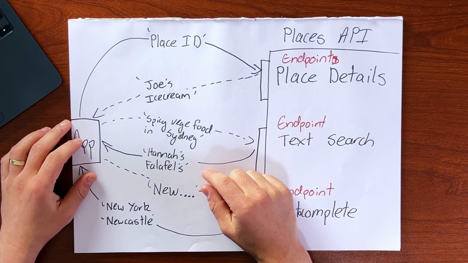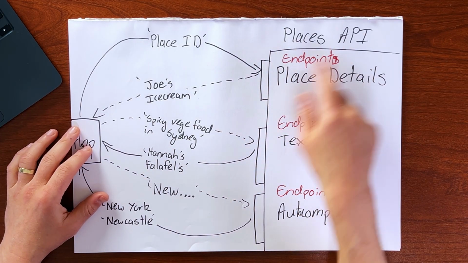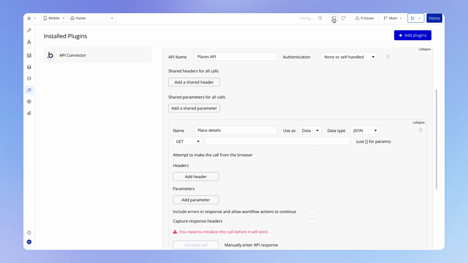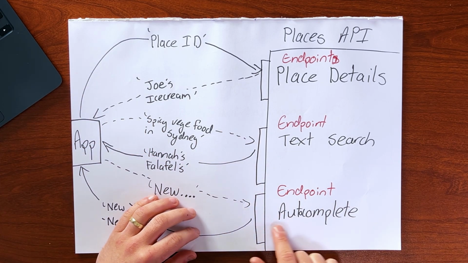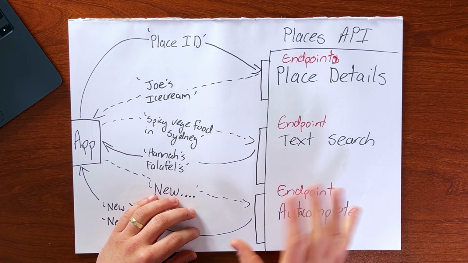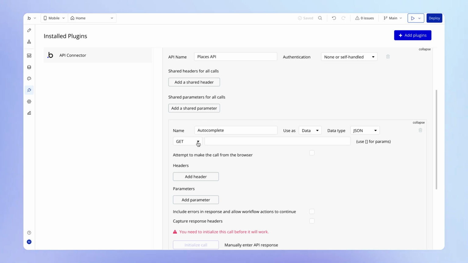So if it was this place details service or endpoint within the Places API that we were trying to connect to, then I might type in here place details. In our case, of course, it's this autocomplete endpoint that we're trying to connect with. And so I'm going to set this to be autocomplete. And then I want you to notice a few things. One, we've got this drop down, which gives me what looks like those same HTTP methods that we saw earlier.